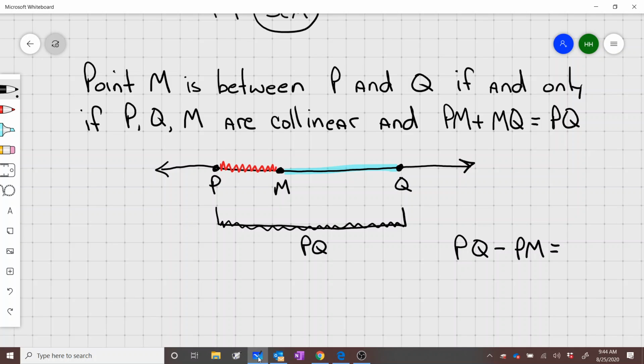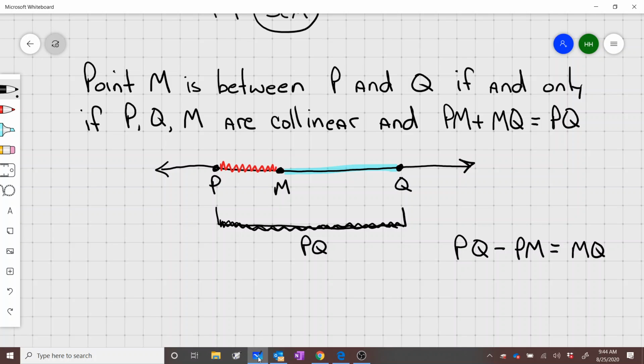What is the entire black piece, P to Q, minus P to M? What does that equal to? What's left? M to Q. Good, the blue piece. See it? The black segment minus the red segment equals the blue segment.